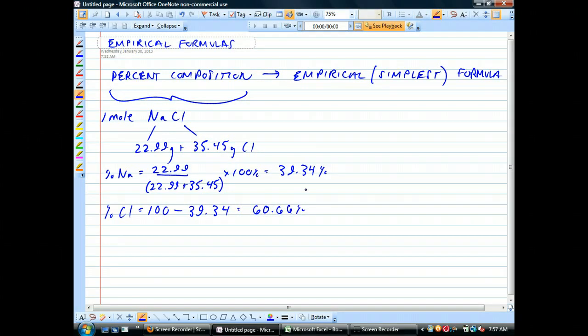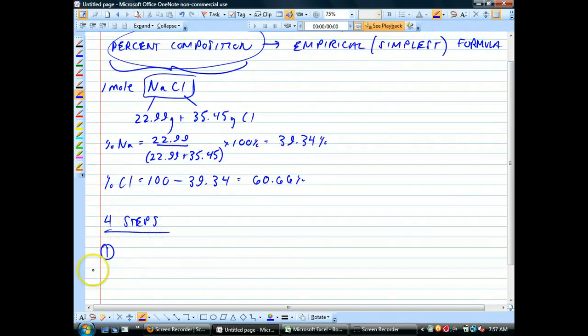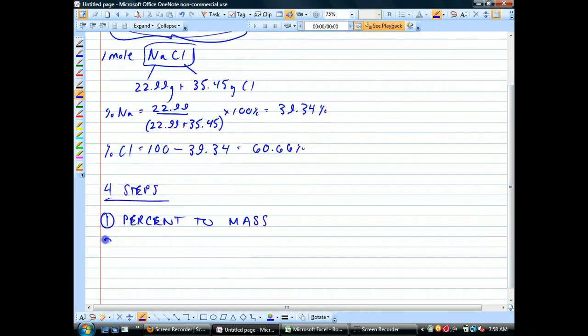So that's what we mean by percent composition. But what we're talking about here is going backwards. See, here I gave you the formula, and then we found the percentages from that. But going backwards is a little bit different. So we're going to start with percent composition, and we're going to go to the empirical formula. And the first step, so 4 steps that we want to use: the first step is percent to mass. So we want to change those percentages to a mass. The second step is going to be mass to mole.